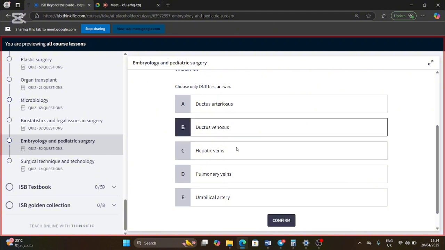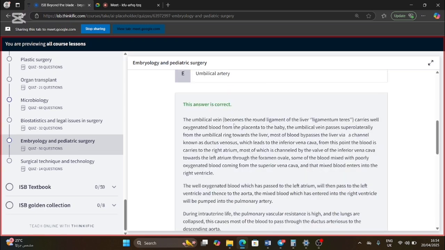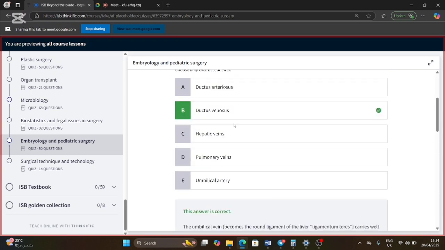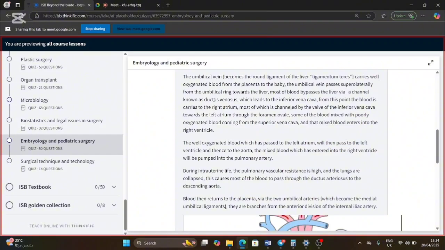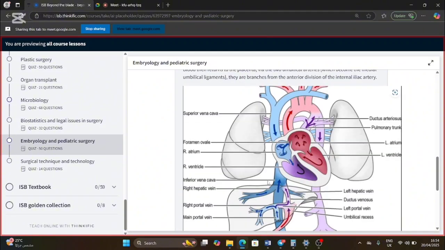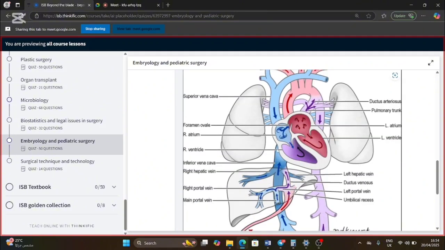Okay, let's see if this is the answer. Yes, that's the correct answer. It is ductus venosus, right? The explanation is saying that ductus venosus is a bypass channel through which well oxygenated blood bypasses the liver basically and goes into the inferior vena cava and from there towards the heart, right?